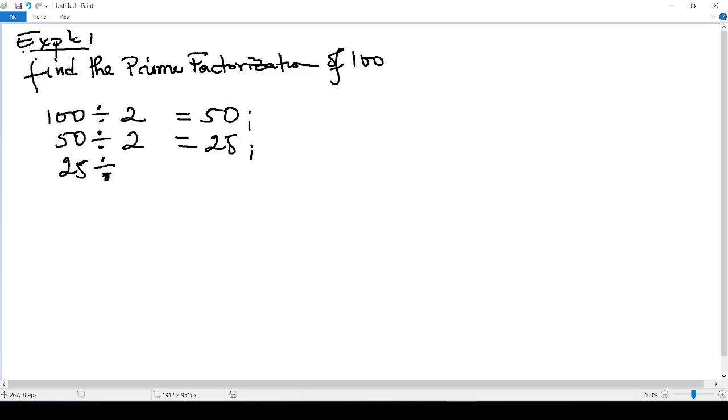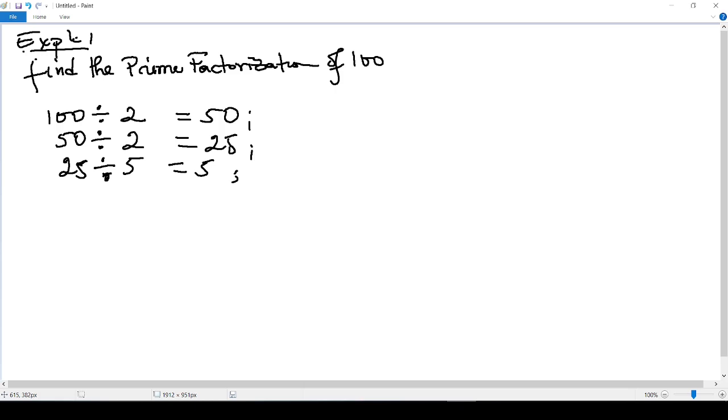We go to the next larger prime number, which is 5. Can we divide 25 by 5? Yes. 25 divided by 5 is equal to 5. Okay. Is 5 a prime number? Yes. So we stop there. And now, as we said, we combine all the prime numbers that we have used in our steps, including the final result, which is the final quotient.